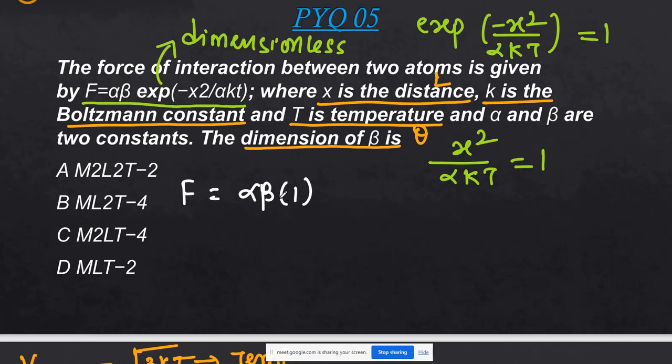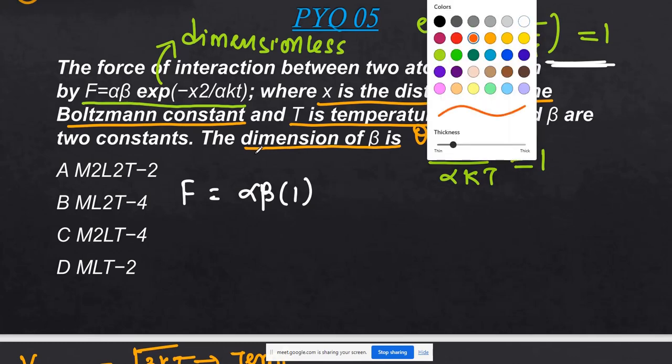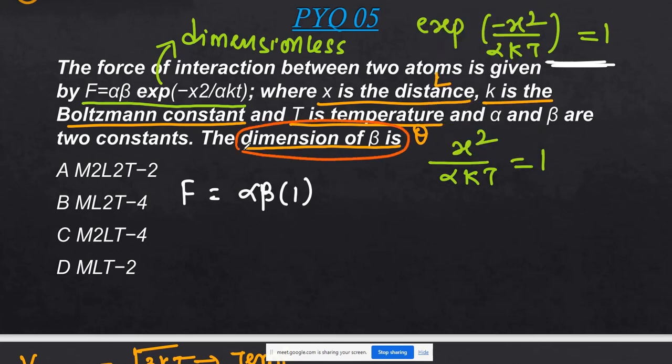Why am I taking 1? Because exponential functions are dimensionless. That means the whole value is 1. Is this point clear? Yes, ma'am. Now see the last part of the question. What do we have to find? You have to find the dimensions of B.